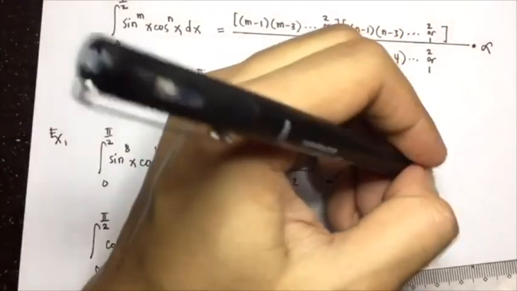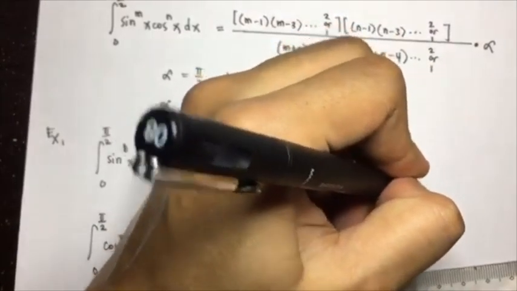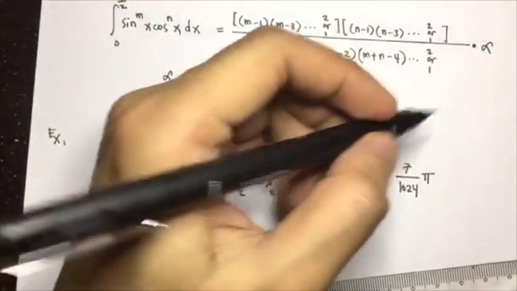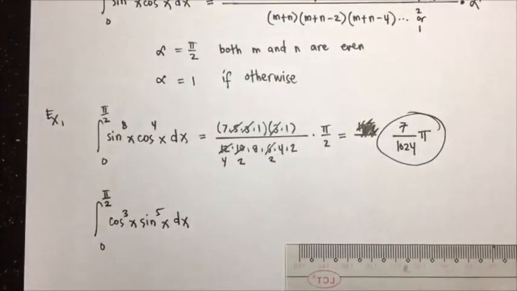So 7 over 1024. Okay? So that one. Okay? So, yes, that's it.